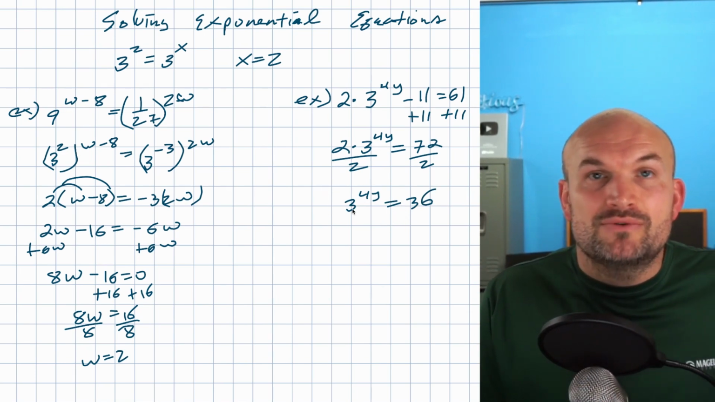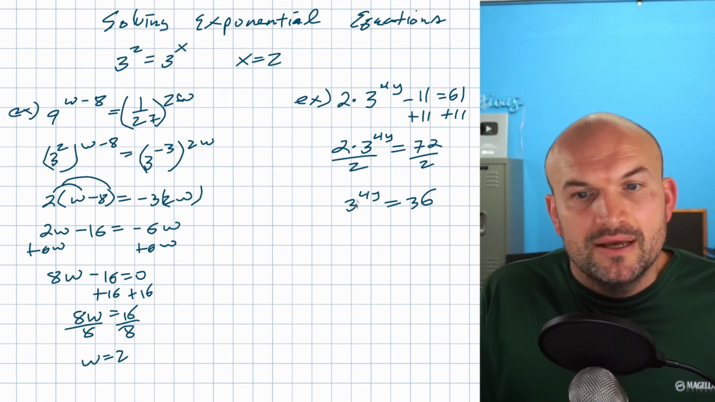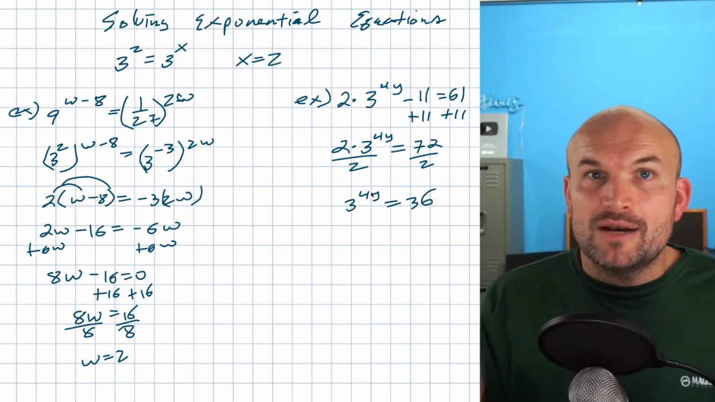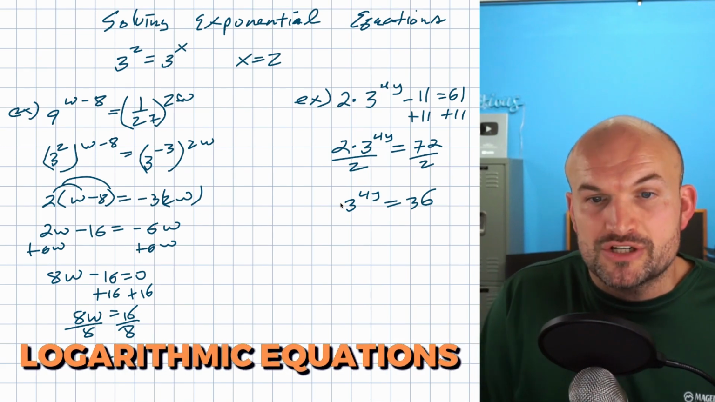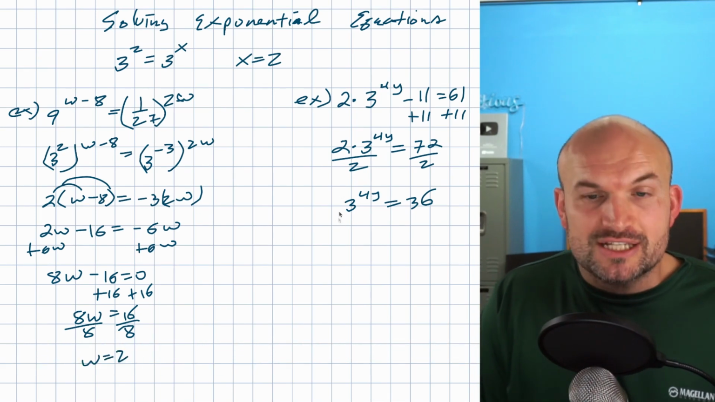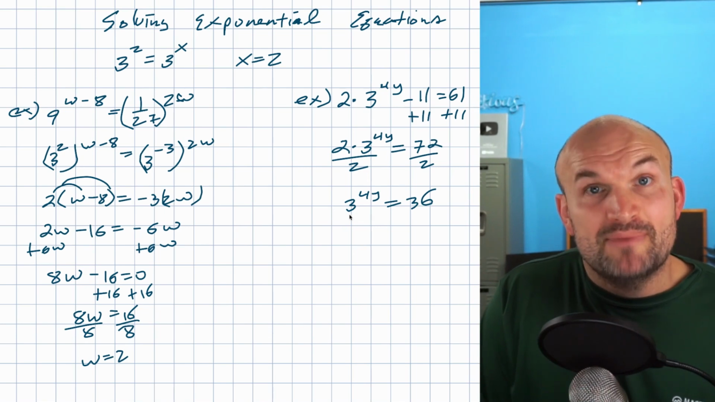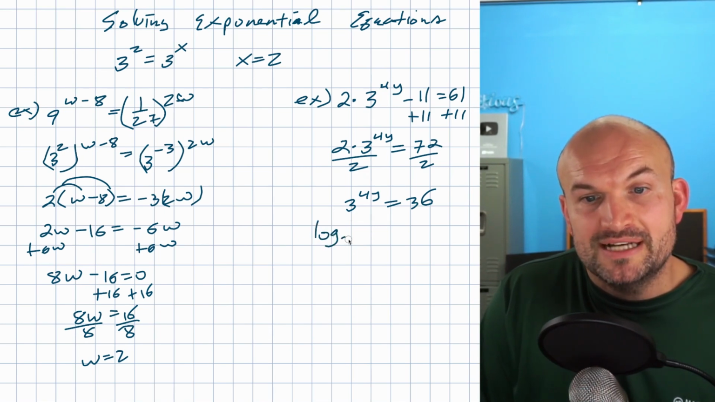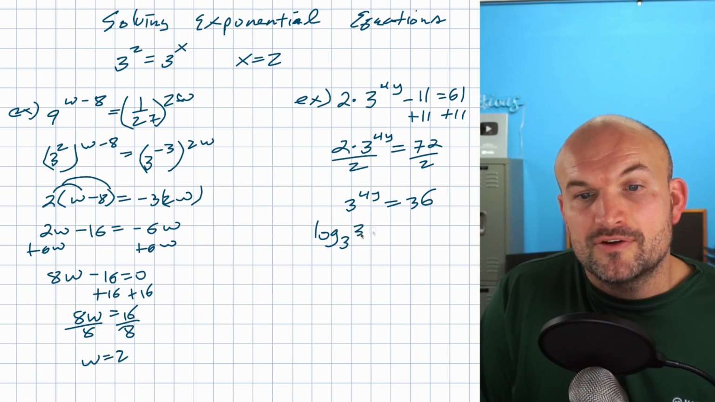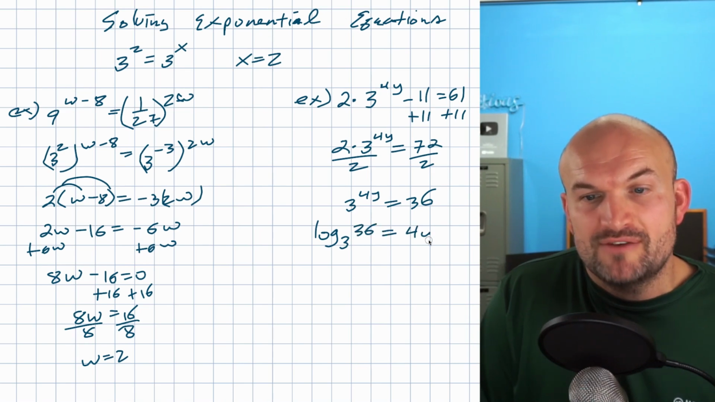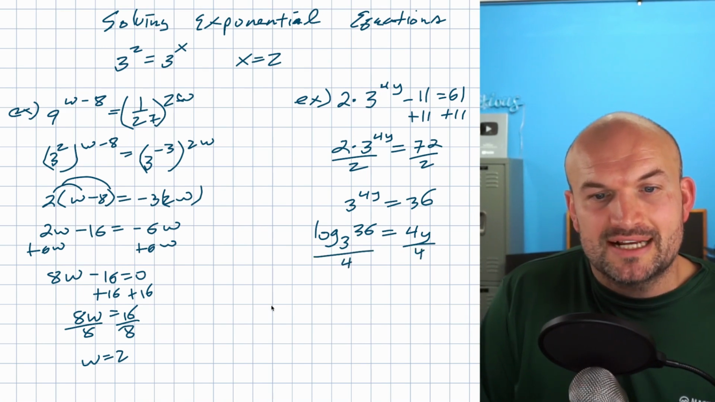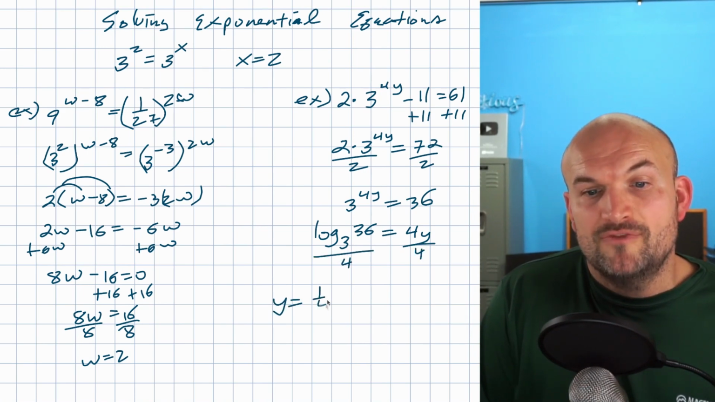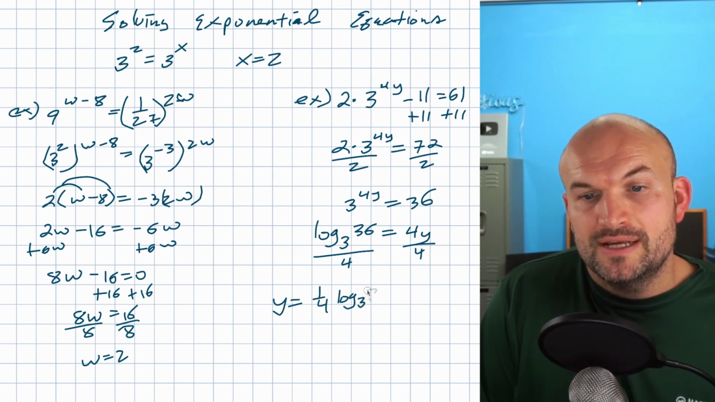Now again, this goes back to solving our logarithmic equations, right? I don't know how I can solve for y, but again, when we want to solve for an exponent, what do we look for? Our logarithmic equations. So what I'm going to do is convert this to a logarithm. And again, remember the base is the same. So I'll have log base 3 of 36 is now going to equal 4y. So then I'll divide by 4 on both sides. And I can say y is equal to 1/4 log base 3 of 36.